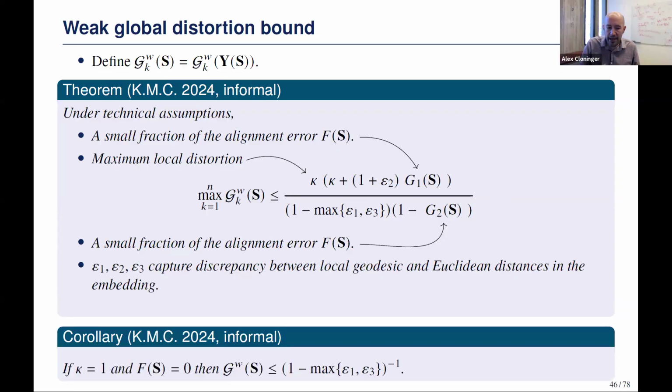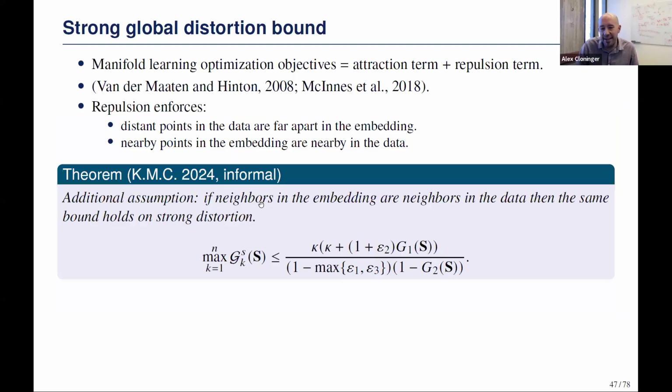Okay? And in particular, if you have perfect local views and you have perfect alignment error, then you can show that the global distortion of this algorithm is just a function of the curvature of your manifold. You're taking a curved manifold, flattening it into a flat space. You're always going to cause a little bit of error. Turns out that's the only error you're causing in that case. Okay, that's for weak distortion. Turns out for strong distortion, you have to make an additional assumption. Basically it says that you've had a little bit of repulsion. Two points that were close in the embedding space have to be close in the data space and vice versa. If you make this assumption, it turns out this same bound applies to global distortion.